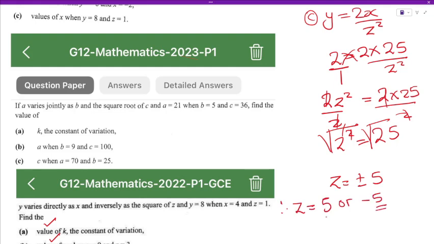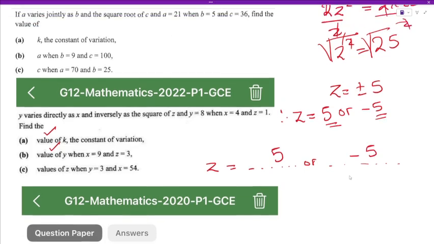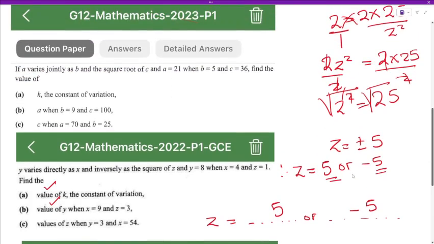You notice for this question, on the answer space, they'll say something like this. They'll say z is equal to dash or dash. Why? Because they're expecting two values, so you're going to put your positive there and your negative there as your final answers. Do you have any questions on the first question as we proceed to the next one?